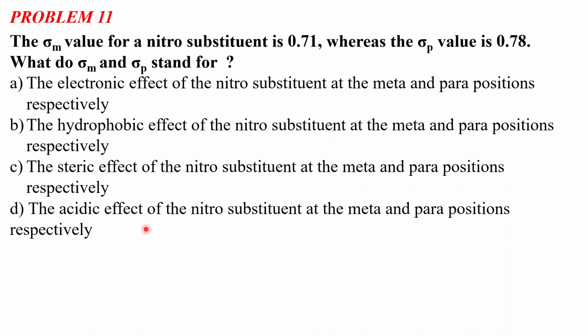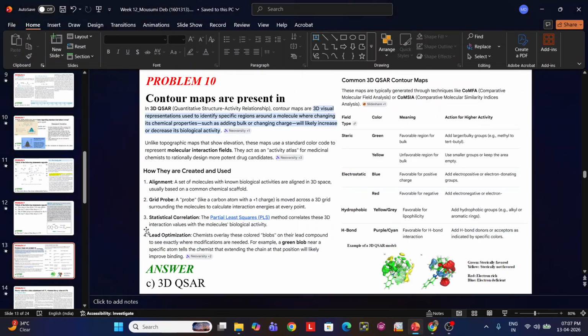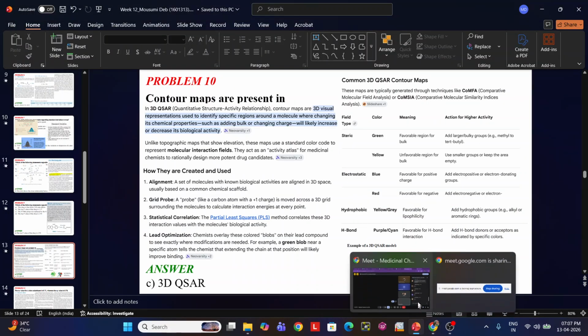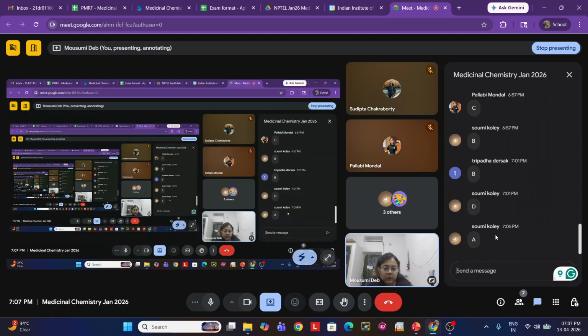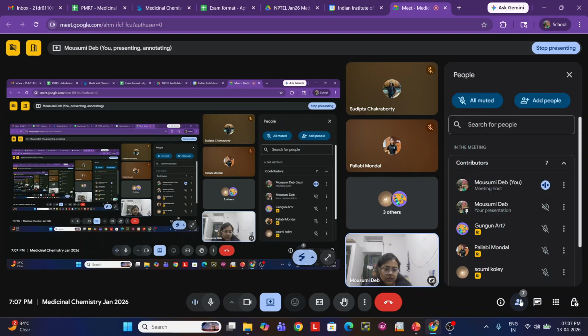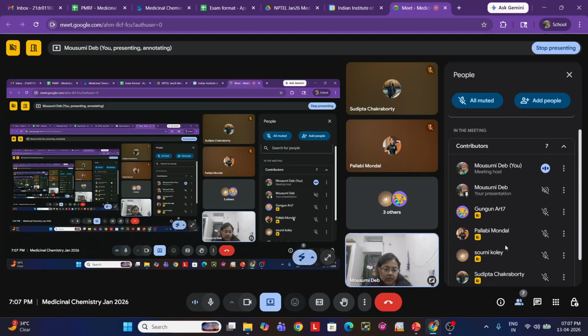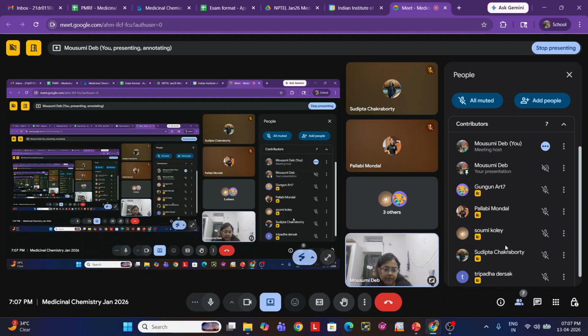What does the sigma P and sigma M value stand for? Let me check your answers. Okay, number A, number D. Number A is the given answer for this question, right? Yeah. So I have only received one answer, which is saying that number A is the correct answer. Okay.